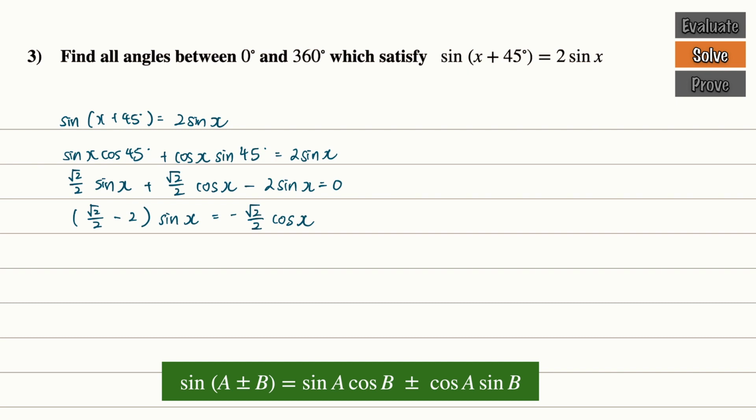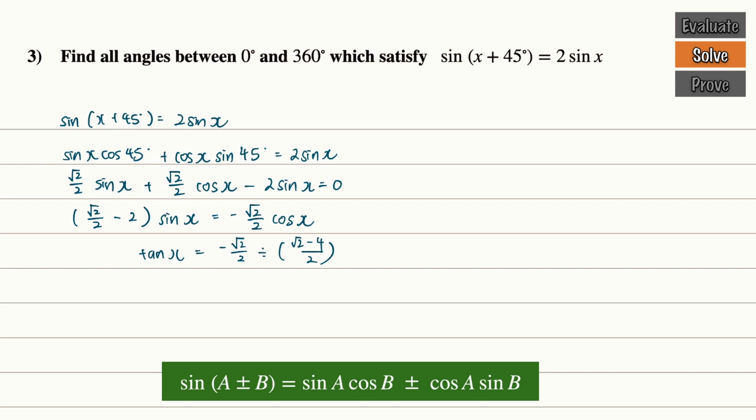But for this case, the trigo ratios are different. On the left hand side, it is a sine, and on the right hand side is a cosine. So we can change the trigo ratio into a tangent by dividing cosine x on both sides of the equation. So doing so, we will have tangent x, and at the same time, I'm going to divide square root 2 minus 2 as well on the right hand side. It will give us minus square root 2 over 2 divided by square root 2 minus 4 over 2.